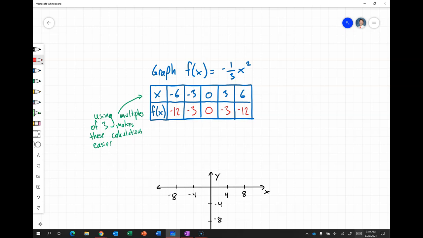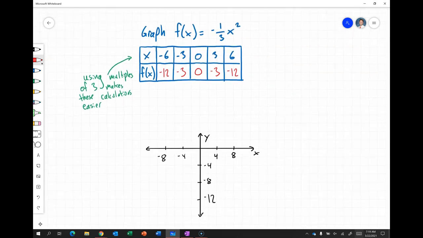So now we can go ahead and graph this. So we've got negative 6, negative 12. So here's negative 6, negative 12. Then we have negative 3, negative 3. And 0. And then we have 3, negative 3. And 6, negative 12.